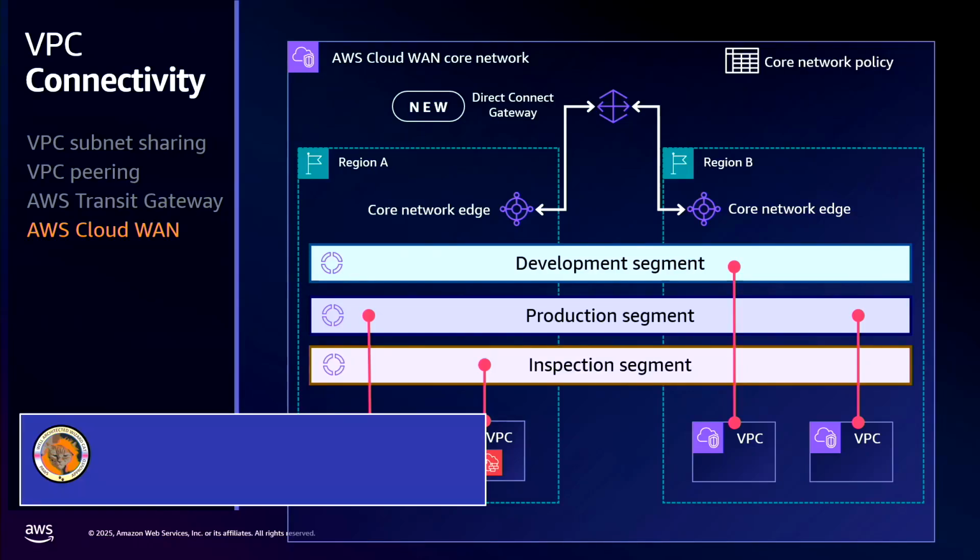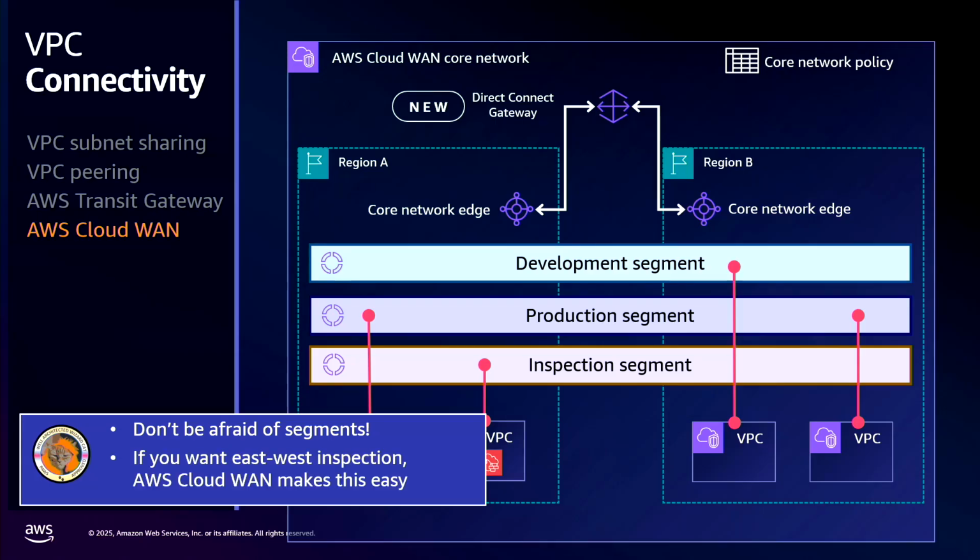Some last tips and tricks here from our CAT. Don't be afraid to use segments. There are customers using more than 10, 15, even more segments. And also, if you want to use east-west inspection between VPCs, Cloud WAN makes the configuration really easy.